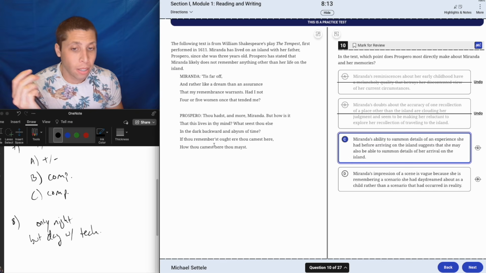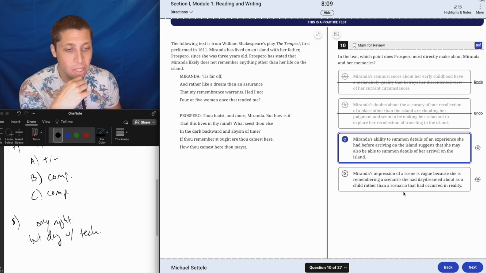Yeah, because how thou camest here, that sounds like that. Miranda's impression of a scene is vague because she's remembering a scenario she had daydreamed about as a child rather than a scenario that had occurred in reality. No, because he says, yes, he agrees with her, right? You had all these people. How do you remember this is what she's saying. Yeah, not so bad.